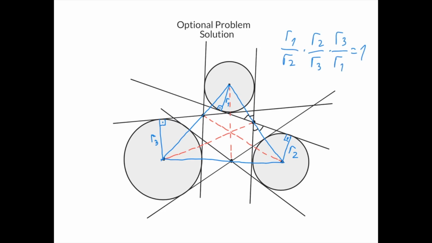And so the desired ratio for Ceva's theorem, this divided by this times this divided by this times this divided by this, is equivalent to R1 divided by R2 times R2 divided by R3 times R3 divided by R1. But as you can see, R1 cancels with R1, R2 cancels with R2, and R3 cancels with R3. And so the whole expression equals 1. And therefore, from Ceva's theorem, we can conclude that the three lines intersect at one point.